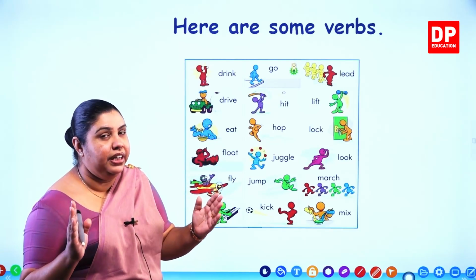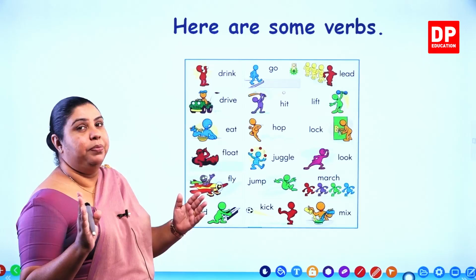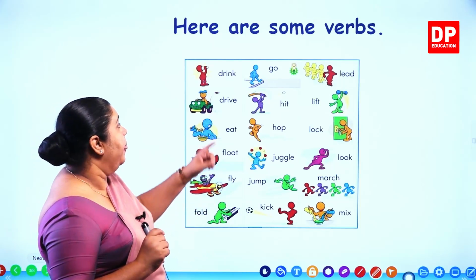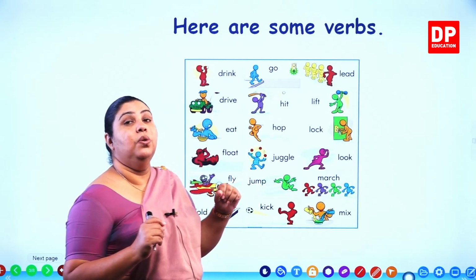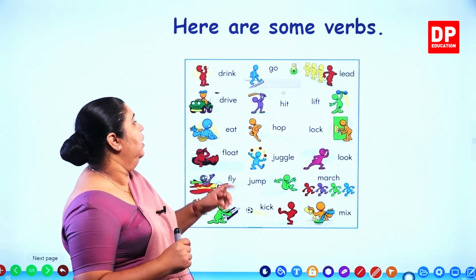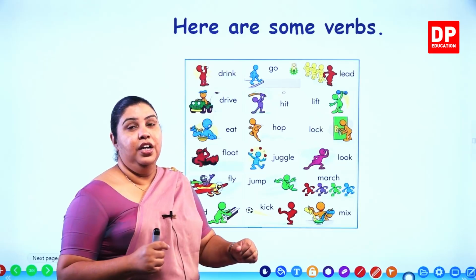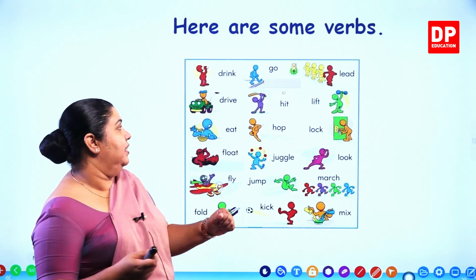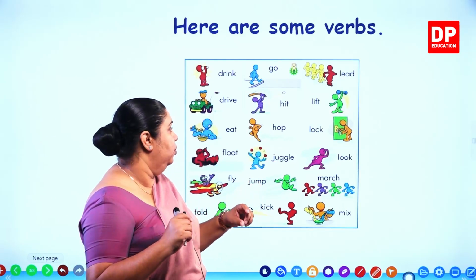Now you have to be very careful and listen properly. All these are verbs. Go. What is go? Oh, hit. You hit the ball with your bat. So that is something that you do.